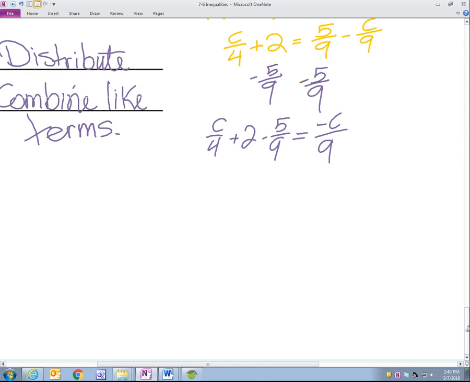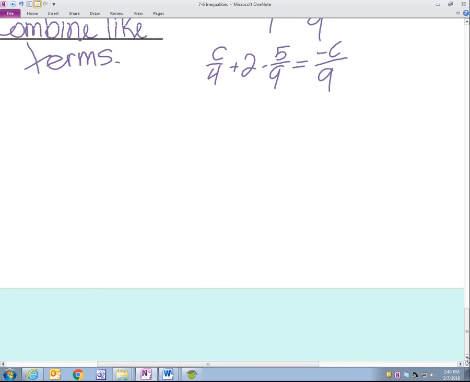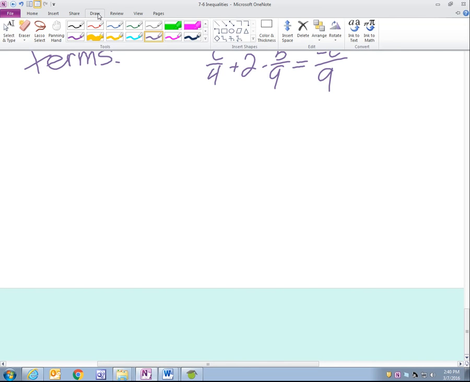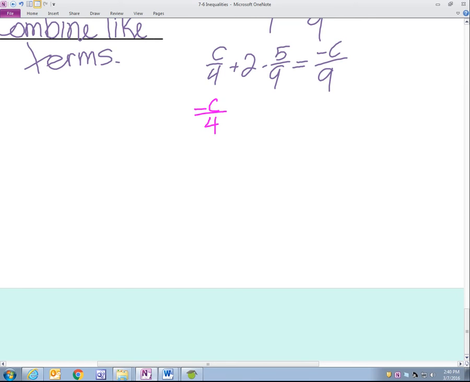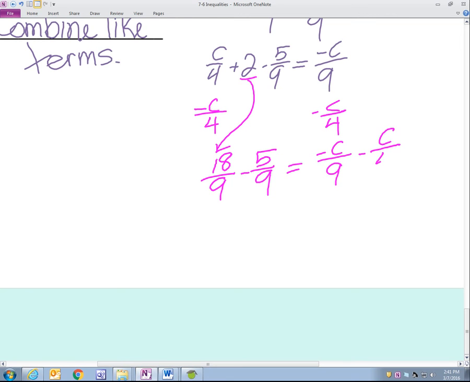So now it's just a review on adding and subtracting fractions. While I'm doing that step, I guess I could get rid of my minus c over 4, subtract c over 4. So now I'm going to have this 2 in a fraction form because I need to have the same common denominator. So I have 18 ninths minus 5 ninths is equal to the opposite of c over 9 minus c over 4.